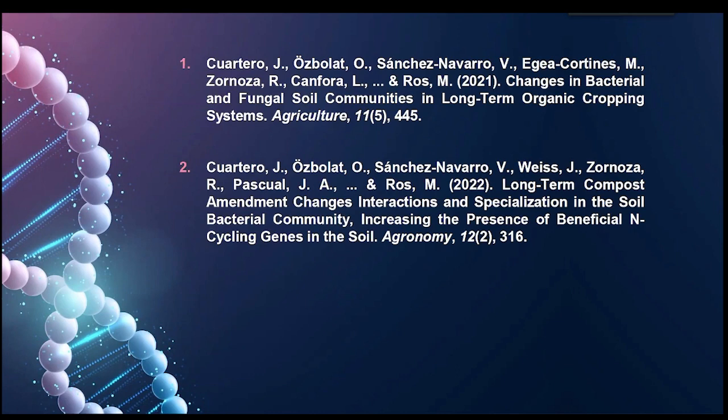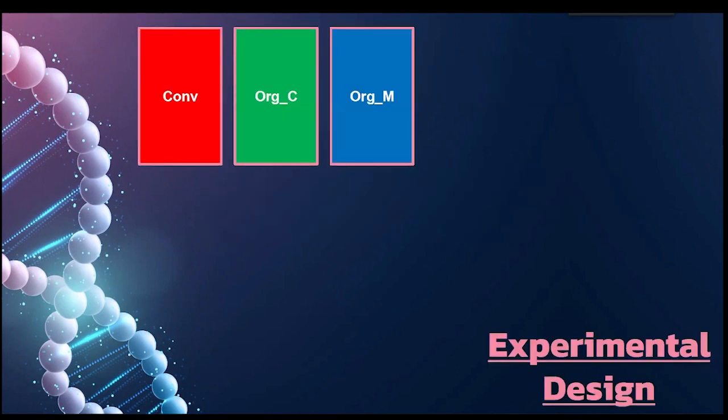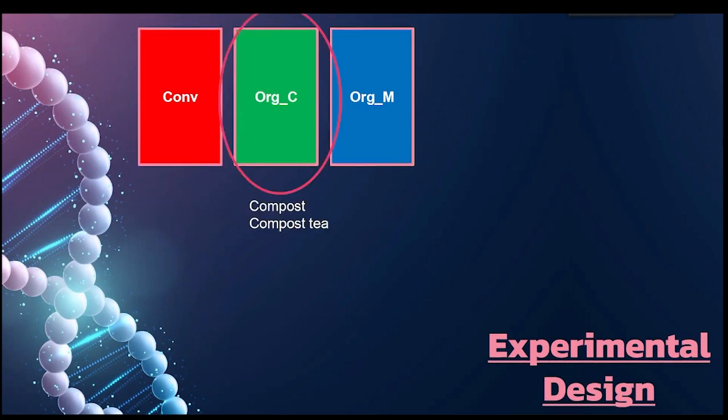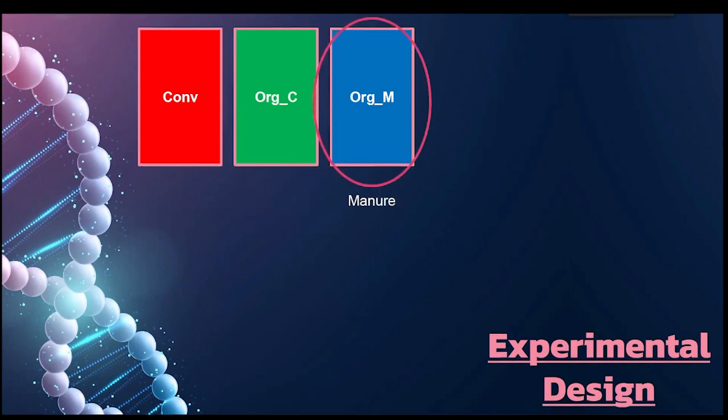Well, regarding the experimental design, we studied the effect of 3 different cropping systems. I remember I am an agronomist. So we studied first the conventional cropping system with fertilizers and pesticides. The second one is a sustainable cropping system with compost and compost tea. And the last one is also a sustainable cropping system with manure.